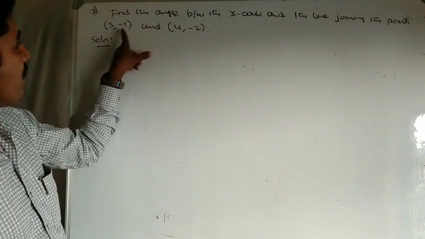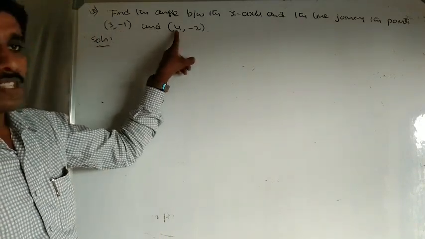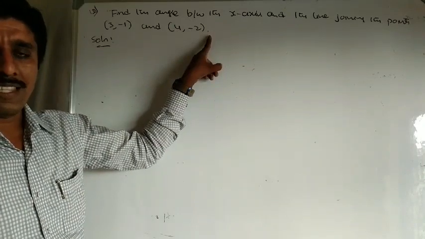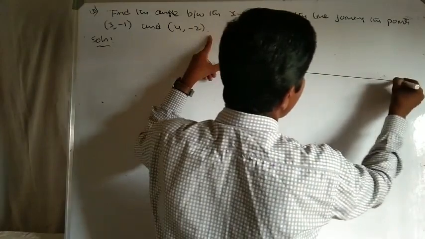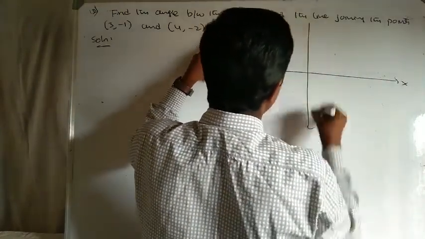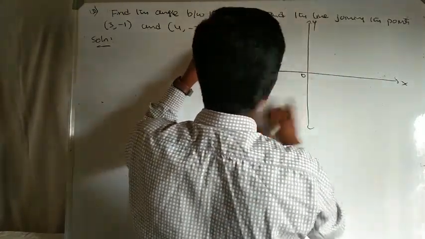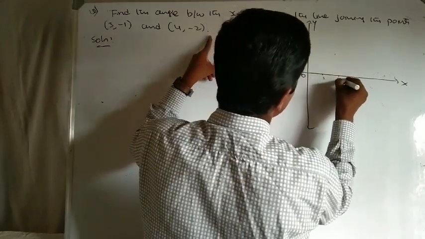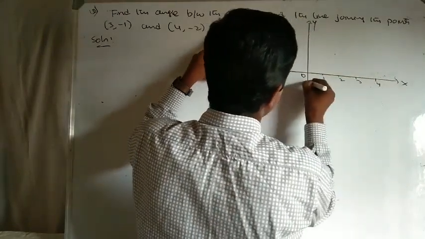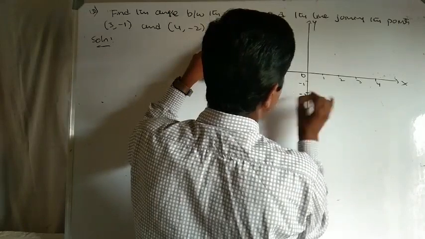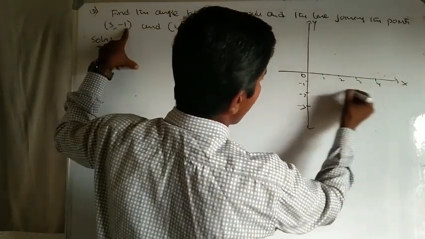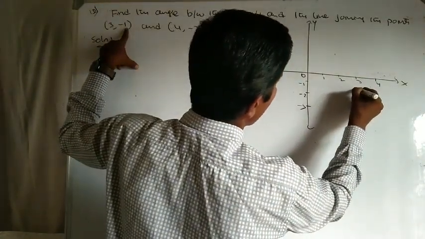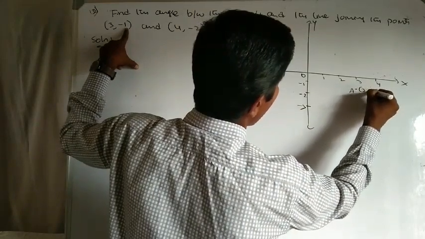Mind it, in these 2 points, X coordinate is positive, Y coordinate is negative, means clearly this point lies in fourth quadrant. Mind it, I am drawing a rough figure, that's it. X axis, Y axis, O is the origin. 1, 2, 3, 4, minus 1, minus 2, minus 3. Here first point 3 comma minus 1: x coordinate is 3, y coordinate is minus 1. Let's take a point here, denoting the point 3 comma minus 1.